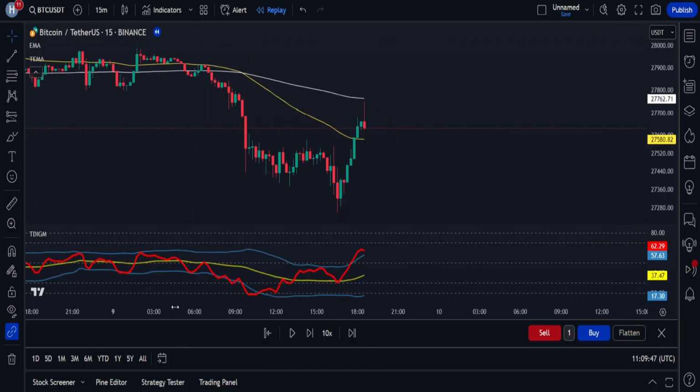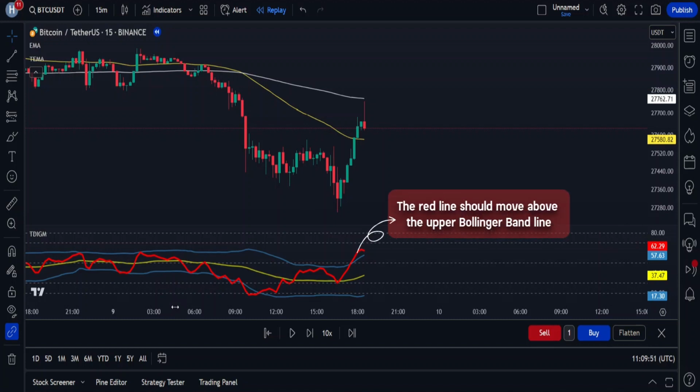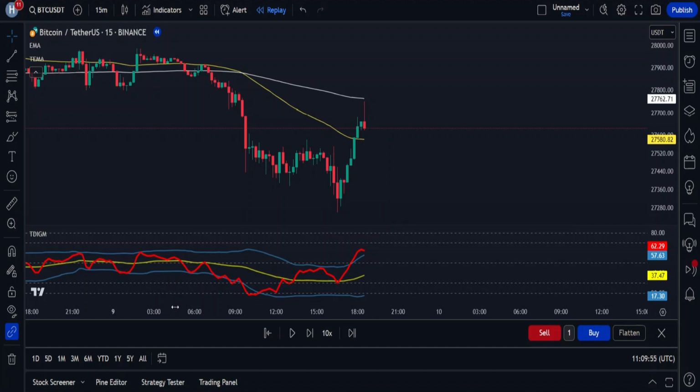So to enter into a sell position, the following conditions will need to be met. First, we will need the red line on the TDI indicator to close above the upper Bollinger Band line. This indicates that the market is overbought. Secondly, we need the price action to touch or go above the triple exponential moving average, like it did here. Finally, the price action needs to move below both the triple exponential moving average and the regular EMA, indicating a potential reversal.